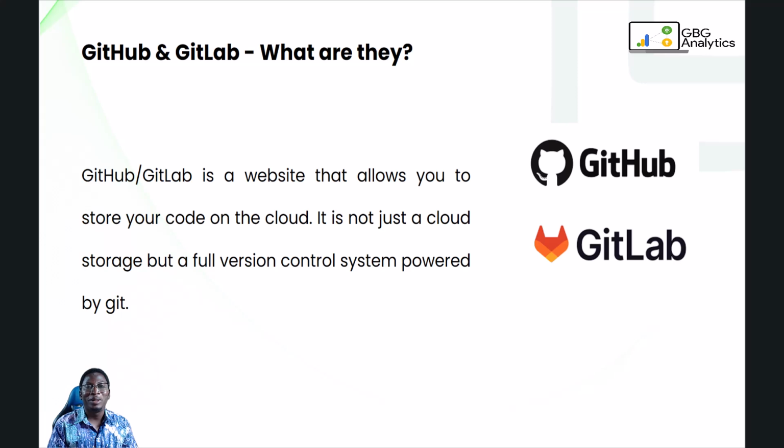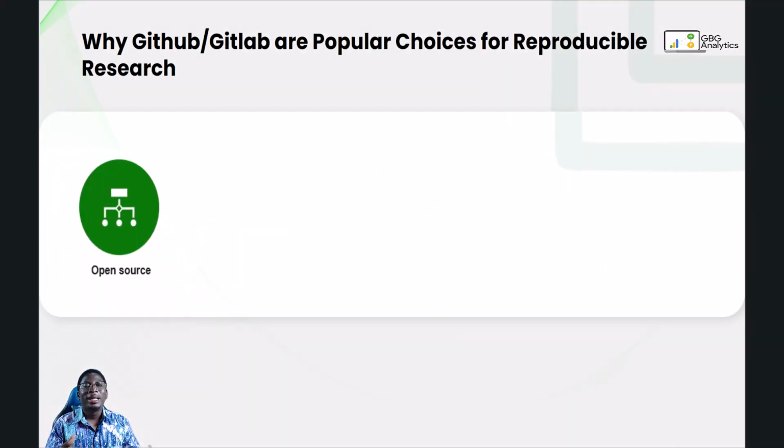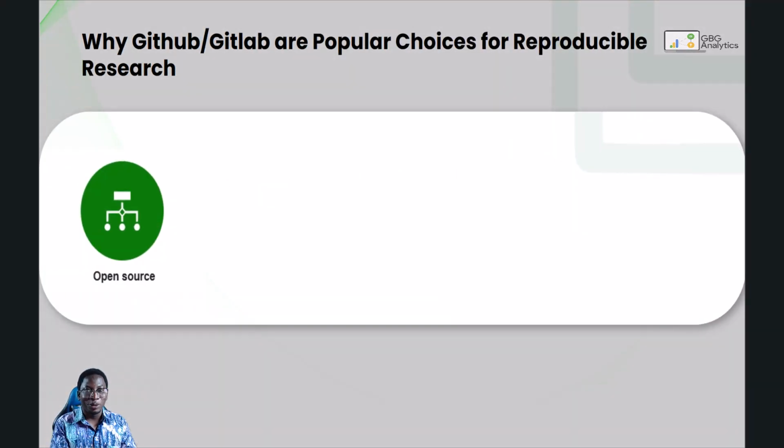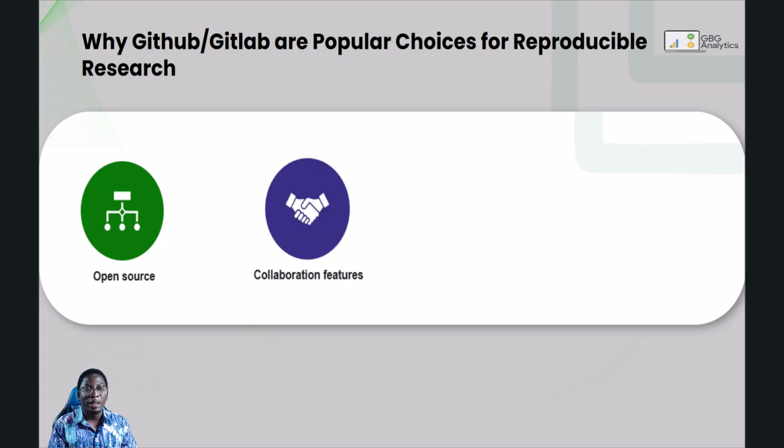Now let me show you two popular remote repository websites, which are known as GitHub and GitLab. GitHub or GitLab is a website that allows you to store your code on the cloud. It is not just cloud storage, but a version control system powered by Git. GitHub and GitLab are both open source platforms, which means the software is free and the source code is available for others to study and modify. They have collaborative features.